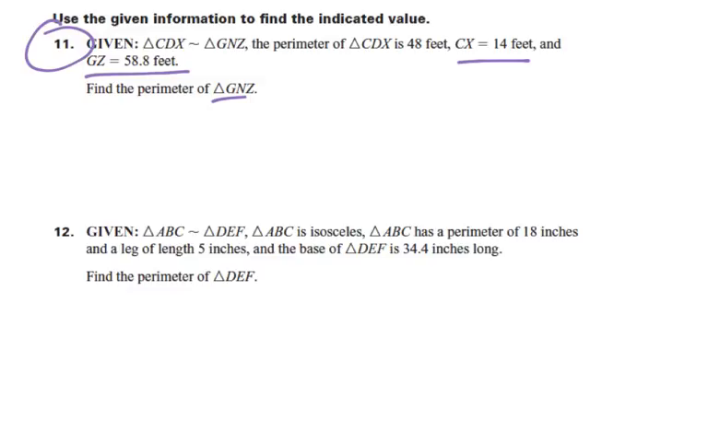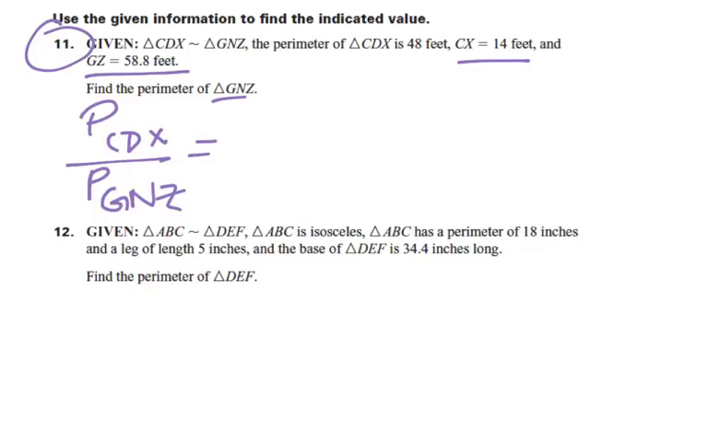Now, some students in class wanted to draw a picture of these triangles and mark what they knew. You can definitely do that. That is one strategy. The other strategy is to go straight to a proportion. And we know that the perimeter of CDX over the perimeter of GNZ is going to be equal to our scale factor, or the ratio of corresponding sides.